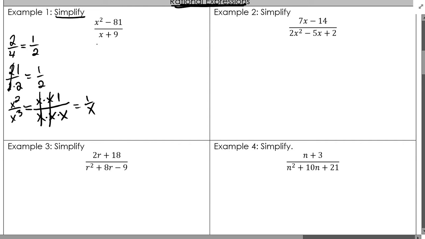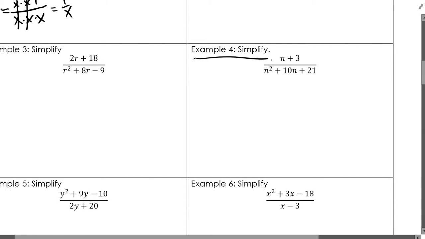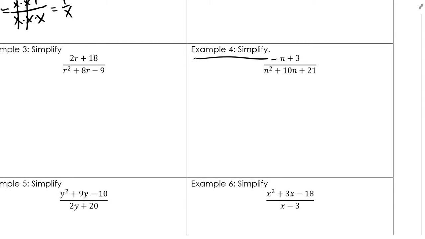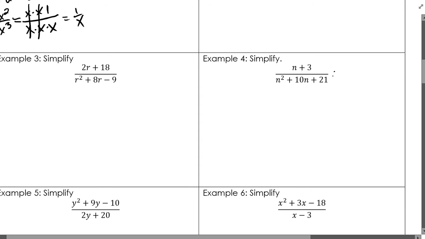All right, let's start with example number 4. So we're going to start down here. We'll come back to example 1 in a moment. On example 4, we look at the numerator and we look at the denominator. The numerator is already as simple as it can be. It can't be reduced any more than it was, so we leave it as n plus 3. The denominator, however, can be reduced.